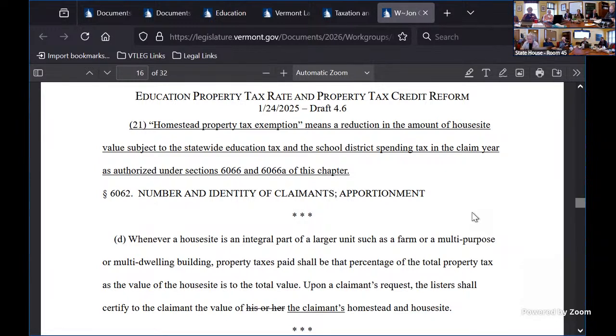So it is important to call out the exemption would be available for both that statewide tax and that local tax, that school district approved budget. Your house site value would also be used to determine an exemption from that particular rate as well. So it's not only applicable to your statewide rate, it's also applicable to the school district spending tax, which is specific to a particular school district.